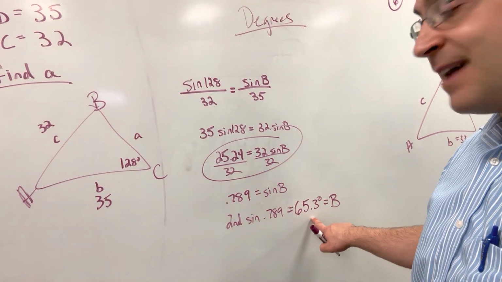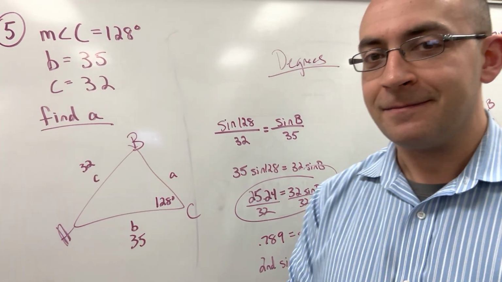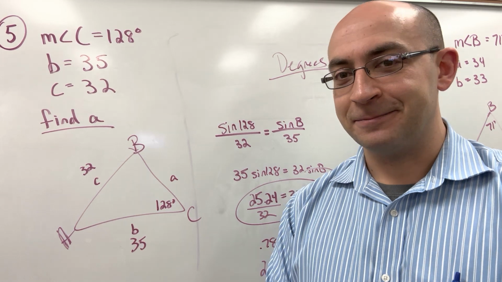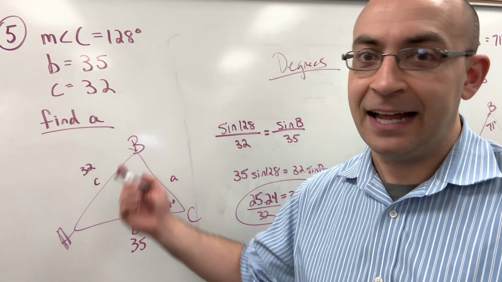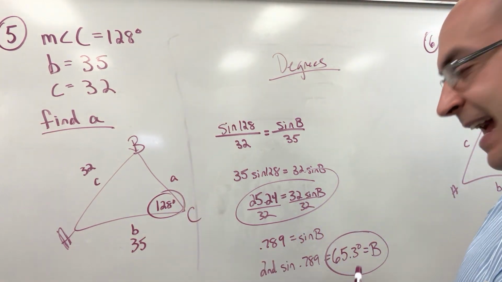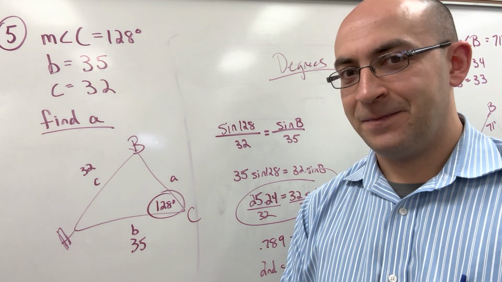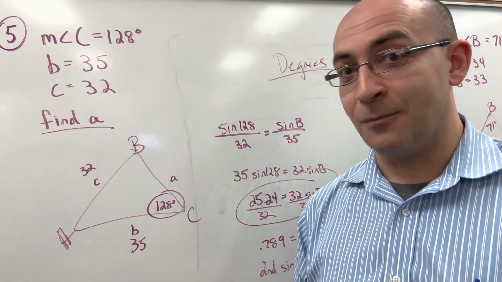Okay, so I'm going to do second sine of 0.789. That's going to give me 65.3 degrees, which is the measure of angle B. Do you see what the problem is here? No pun intended. You just see, right? If this angle is 128, how can that angle be 65.3? That means it's not a triangle, because both of those angles added up is more than 180.